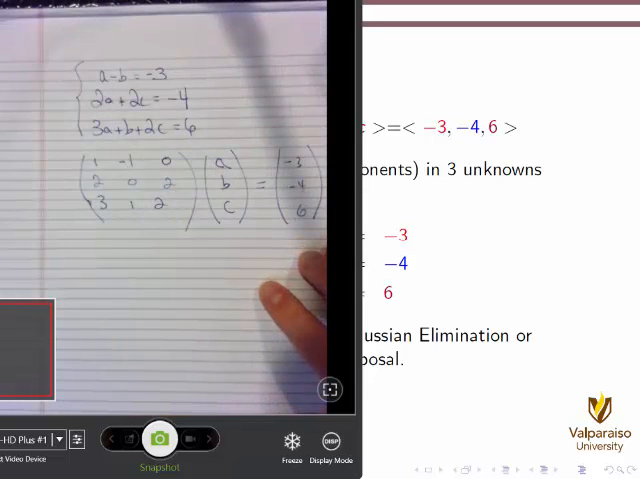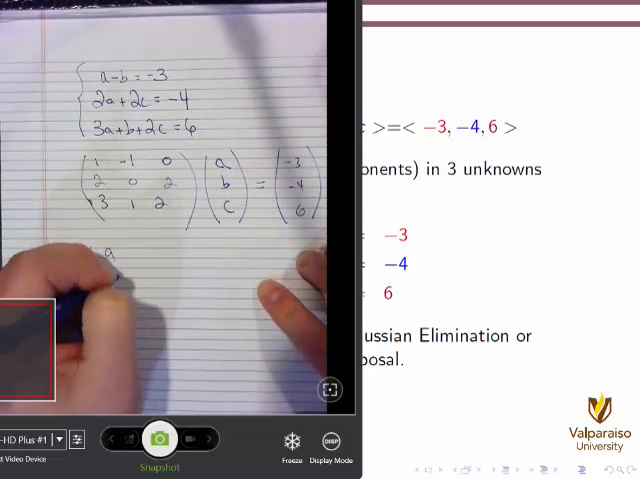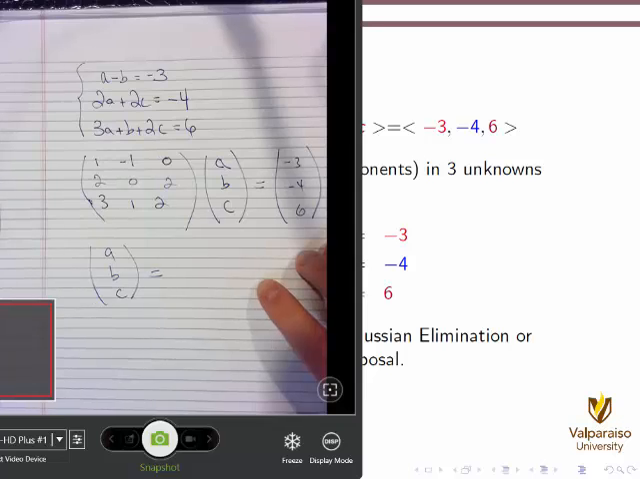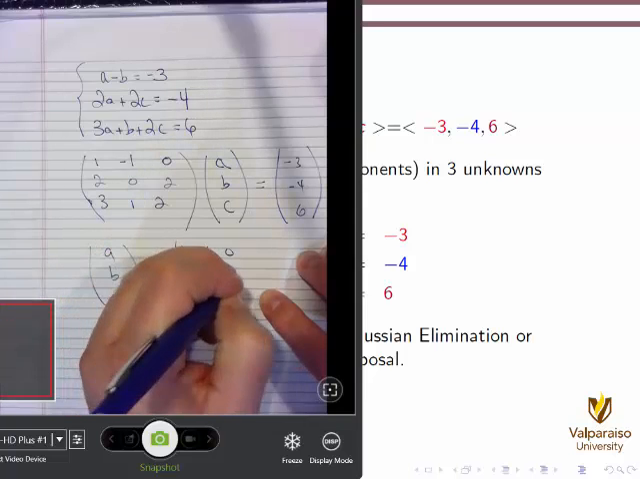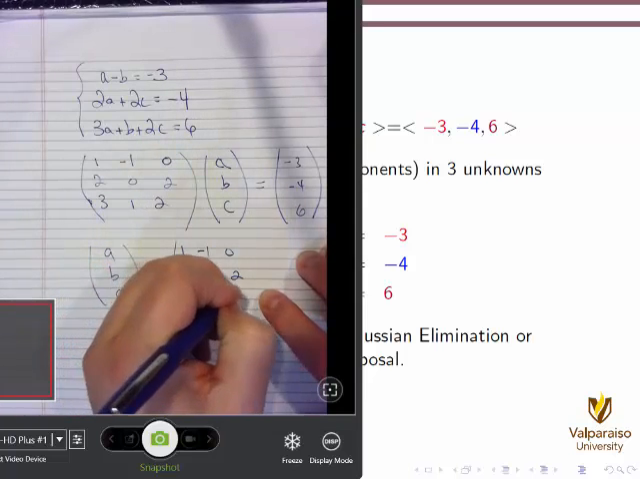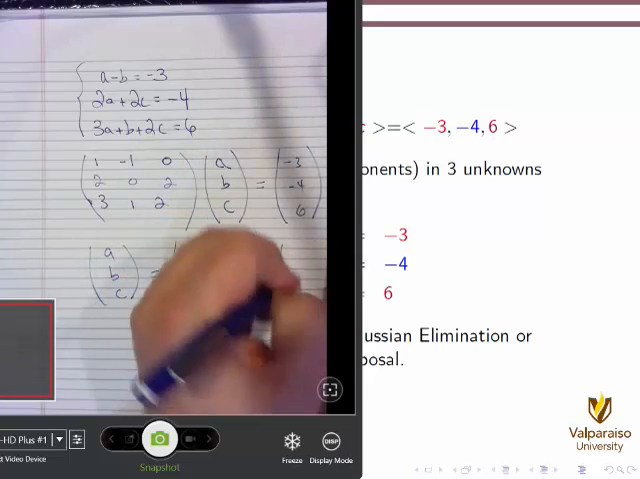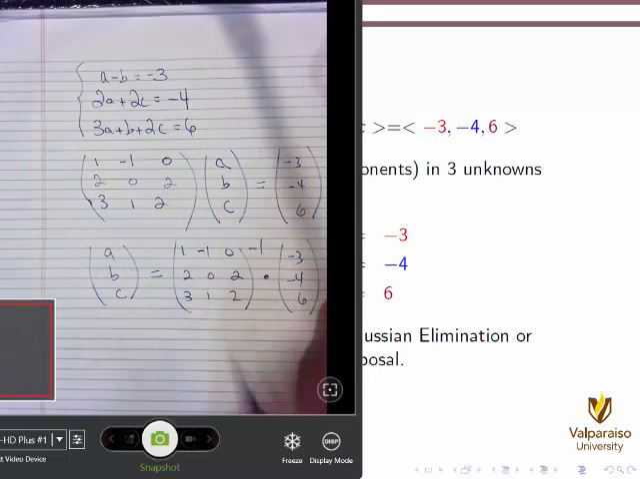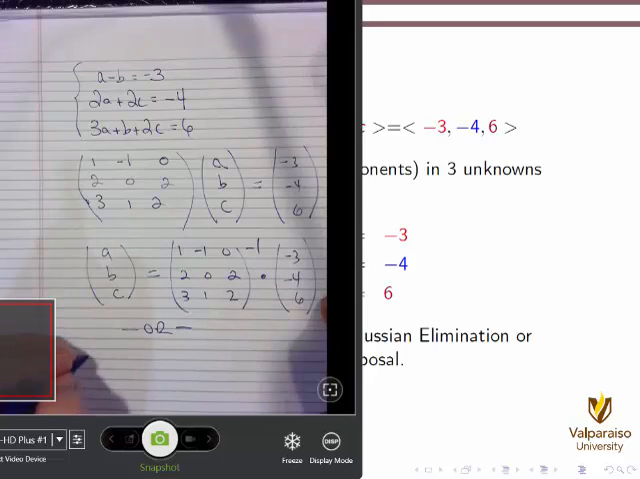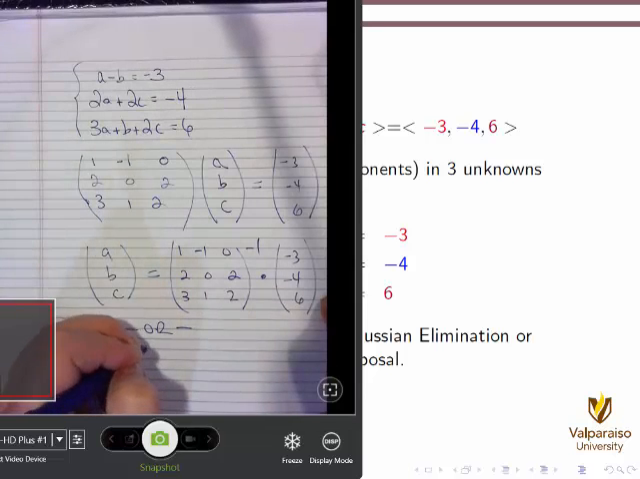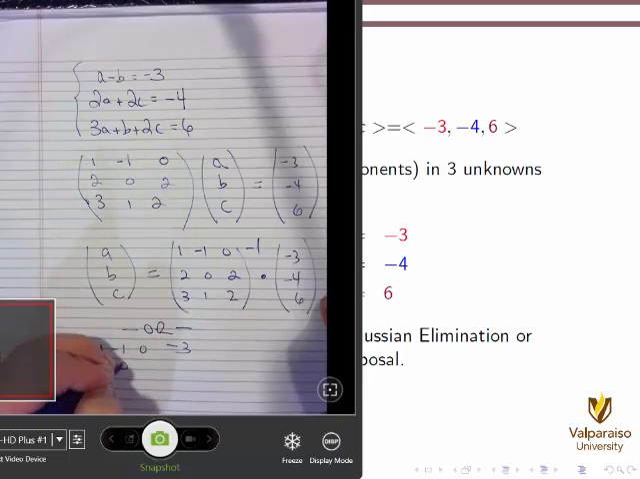And then from here you have a couple of choices. For example, we could solve for our unknowns A, B, and C by applying the inverse of the coefficient matrix. Like so. Of course, that only works if the inverse exists, right? And the other way to do it is to build the augmented coefficient matrix, which is 1, negative 1, 0, negative 3, 2, 0, 2, negative 4, 3, 1, 2, 6.